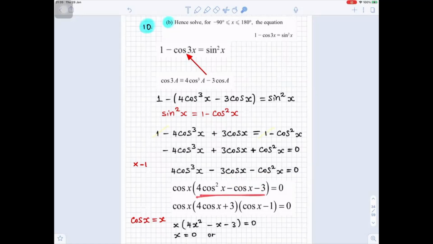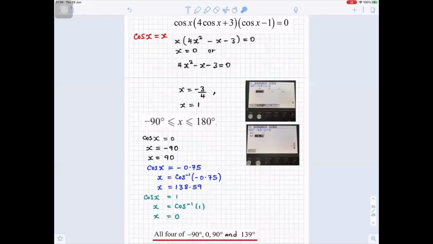When you factorize this, it's like factorizing 4x squared minus x minus 3. So you can use your calculator to factorize that. So when you factorize, either x equals 0, first one, or when you solve that, you get x equals minus 3 over 4 and x equals 1. And that's how you put it in the calculator. 4 goes there, minus 1 goes there, minus 3 goes there. You get your two answers.